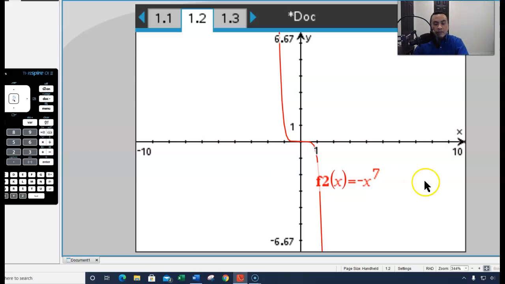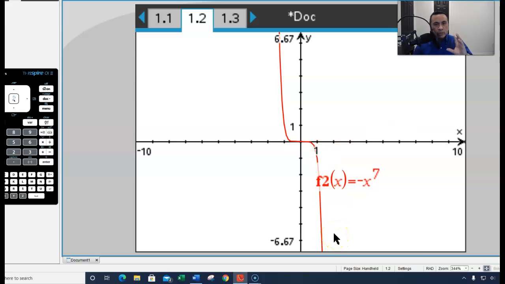But see that negative in the front right there? That negative in the front is telling you that you're gonna flip. So in the first quadrant, it'll flip down, and the third quadrant is gonna flip up, and that's why you see what you see there. So you can see that the limit of f of x as x goes to negative infinity is infinity. The limit of f of x as x goes to positive infinity is negative infinity.